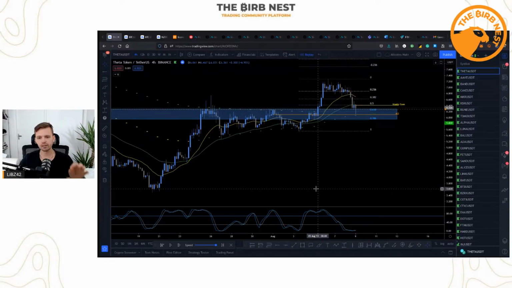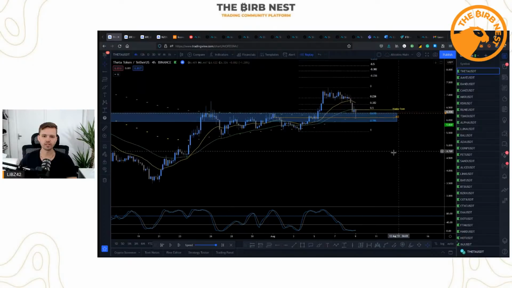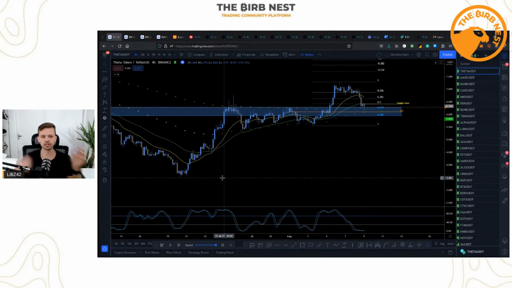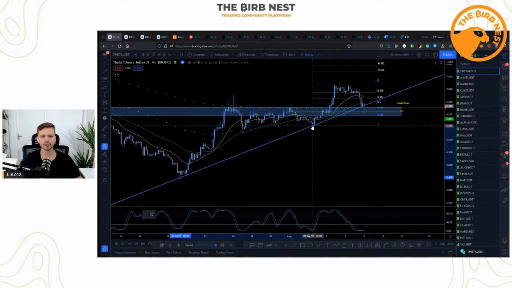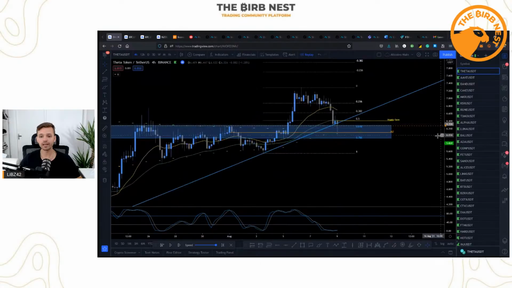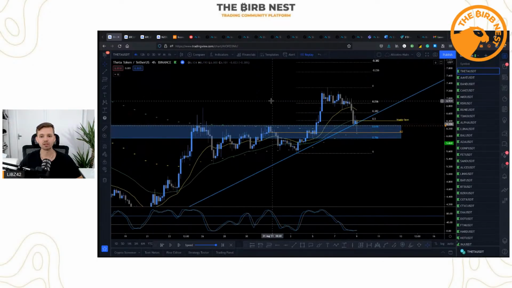And to really make this a 10 out of 10 setup, we should have some type of test of a general trend line area. So we're going to add a trend line right here. And as you can see, it's not a perfect test, but it's definitely acceptable for me because it's the third retest of a pretty decent trend line right here. So all my indicators are telling me that this is the area of interest.